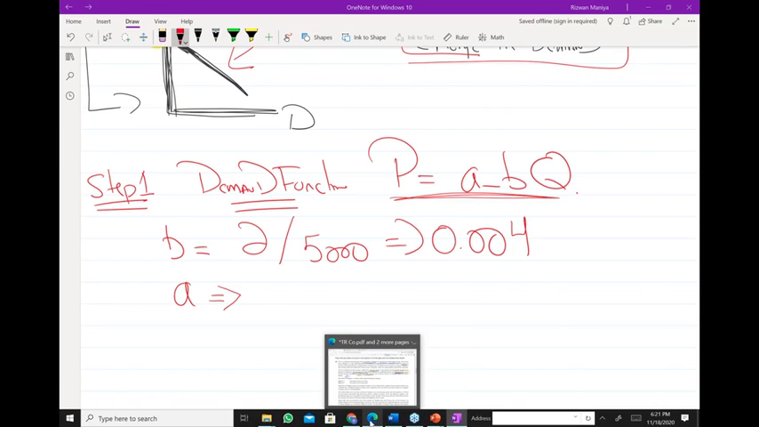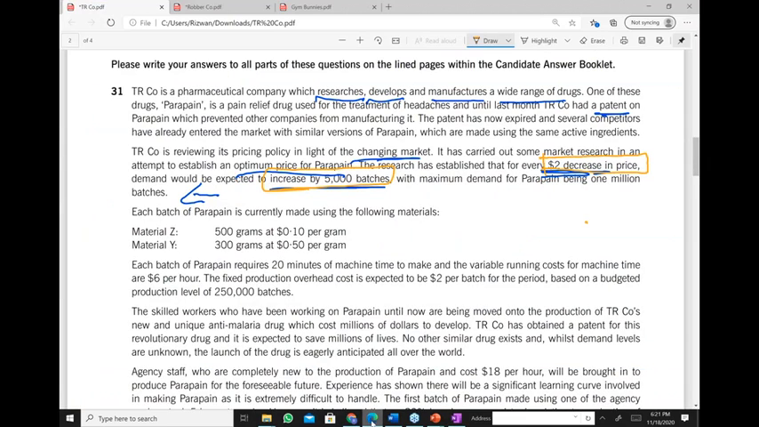Now, if you look here in the question, it says the maximum demand for paraffin is 1 million batches. Okay, so do I have the maximum demand here? Yes or no? Yes, I do have maximum demand, and I also have the value of gradient as well.